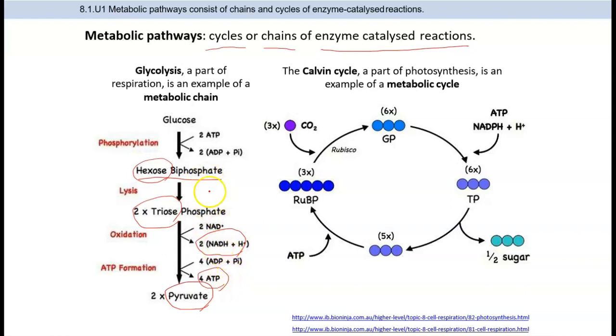We are not discussing the details of glycolysis here. What we need to know is just that glycolysis is a part of a metabolic pathway in the form of a chain, a metabolic chain. And the Calvin cycle, which is a part of photosynthesis, not respiration, is an example of a metabolic cycle because it is like a cycle.